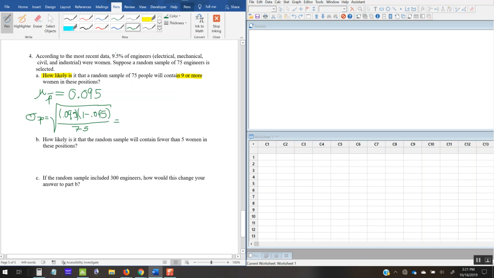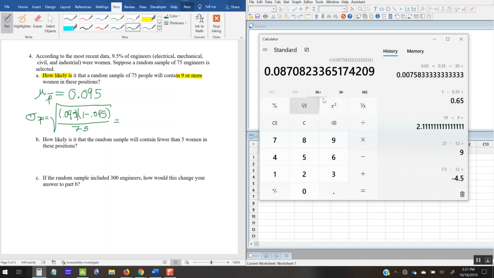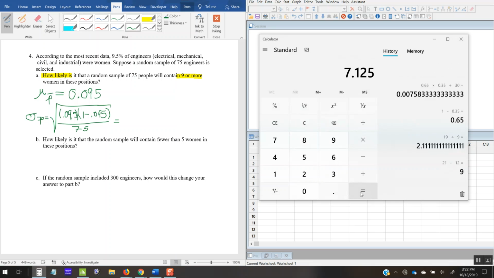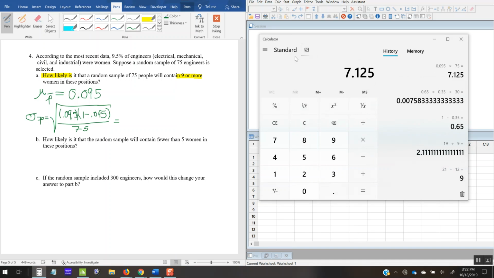So I also should make sure I check what 9.5% of 75 is. Remember, it has to be at least 5 for me to be able to do this. So let's do that real quick. 0.095 times 75 needs to be at least 5 for me to do this. It's 7. Okay, we're good.